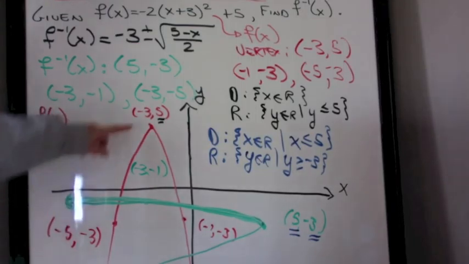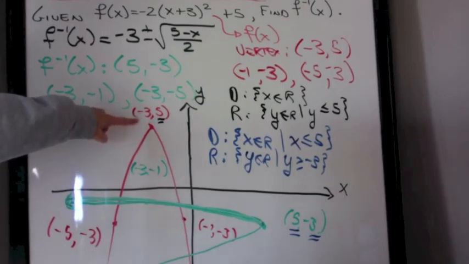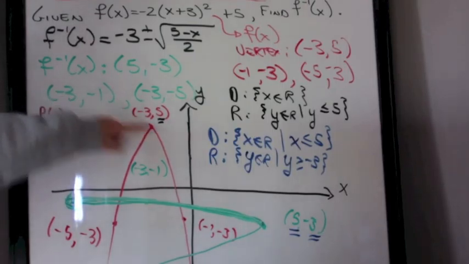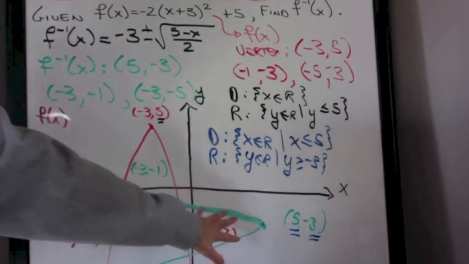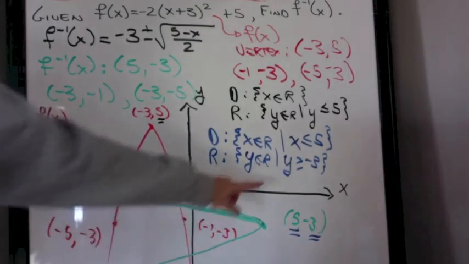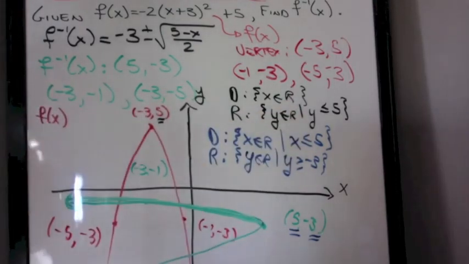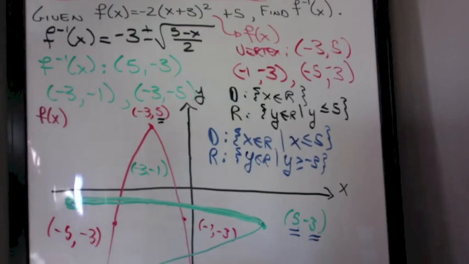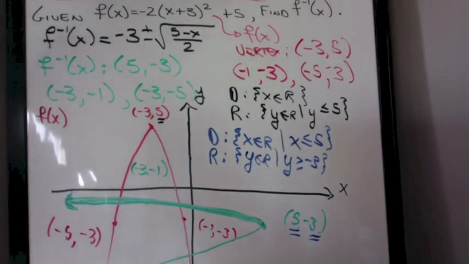Notice everything is based on the vertex. Okay, this was the vertex for the original function. We'll refer to it as the vertex for the other function. Everything, all the numbers in here, are based on those values. All right, so that's solving inverse functions.